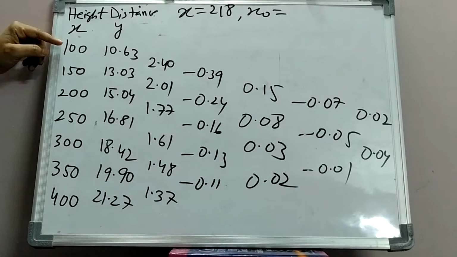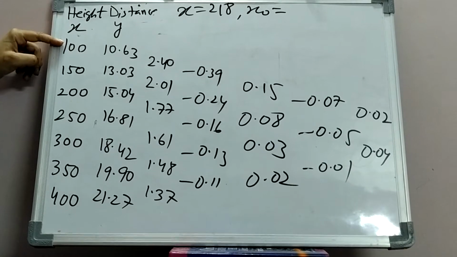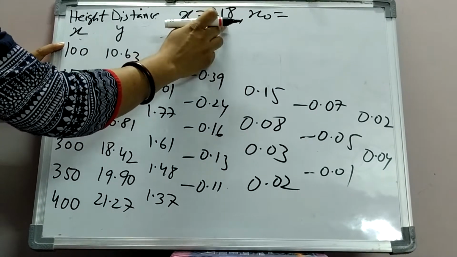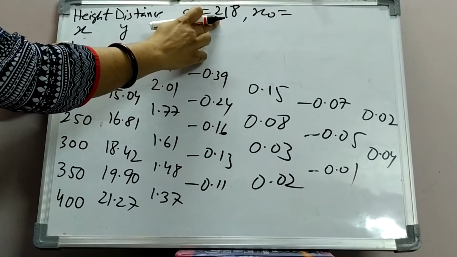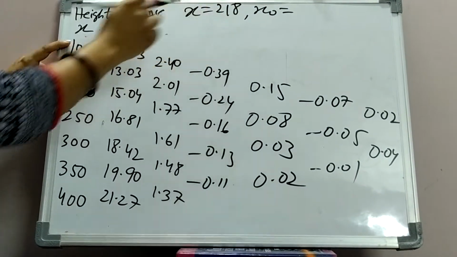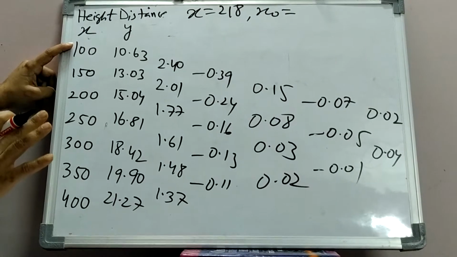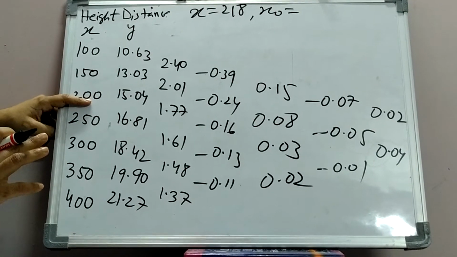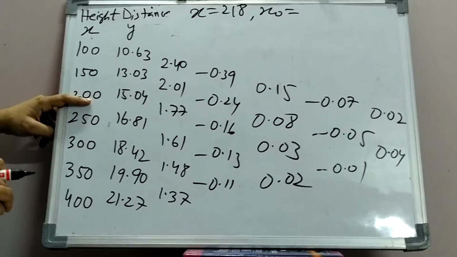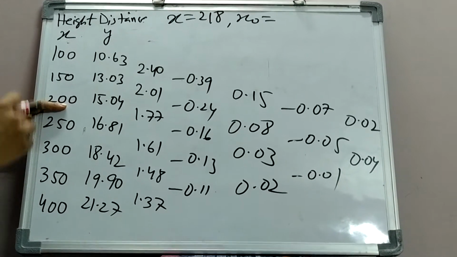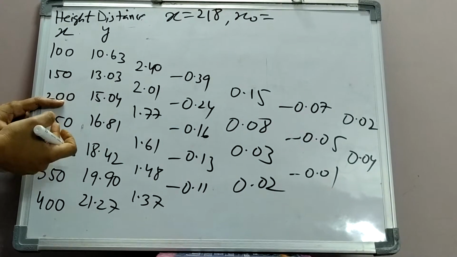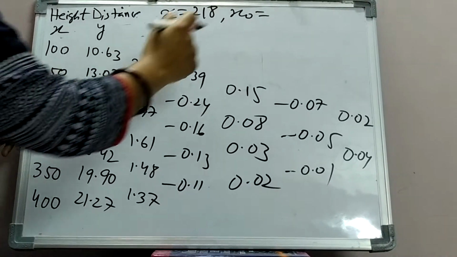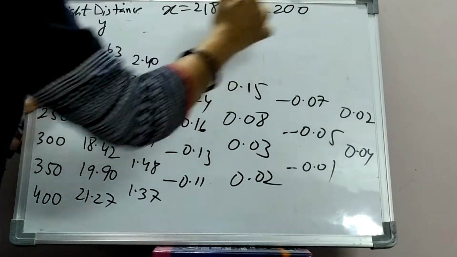Here we cannot take this 100 as x naught because it is the initial point. We have to take the nearby value to this. Which value is near to this 218? The nearest value will be 200. Right? If both are equal, then any one of the two can be taken. But 218 is nearer to 200. So here x naught is 200.